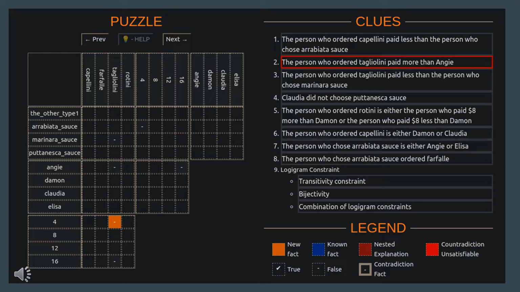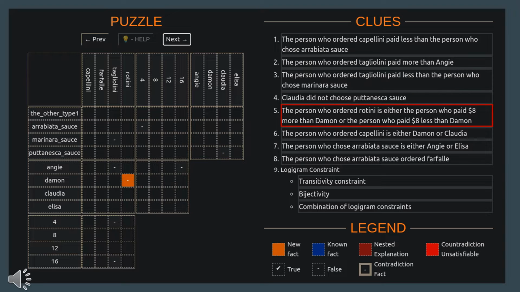Let's take a look at clue 2 again. Someone who ordered tagliolini paid more than Angie, which means that tagliolini definitely did not cost the least amount. So we will mark tagliolini, 4 as false. The fourth clue is just straightforward, so we will just mark false at puttanesca sauce, Claudia.